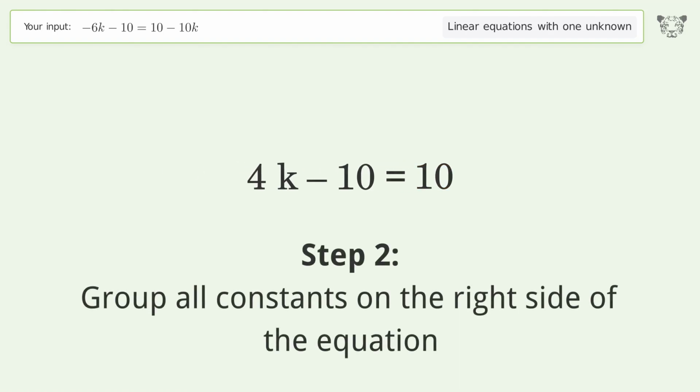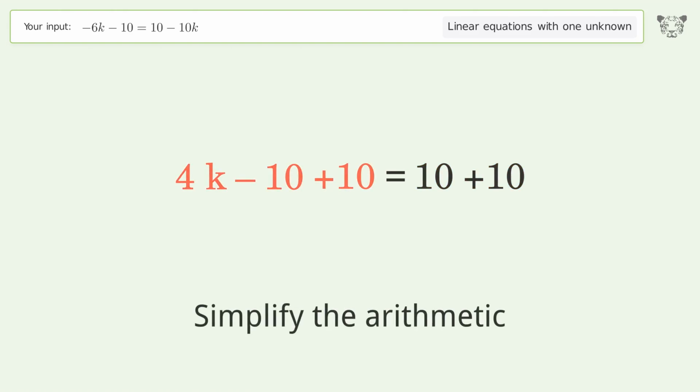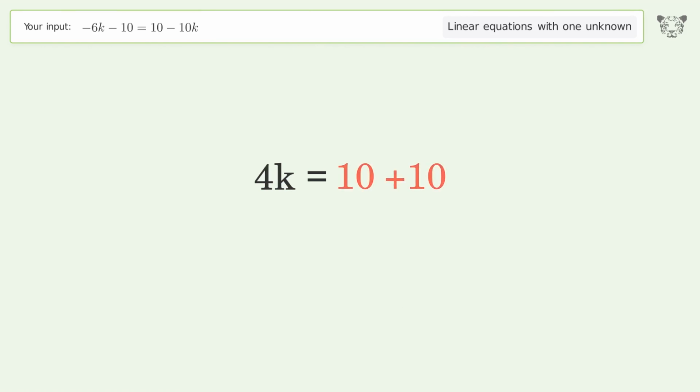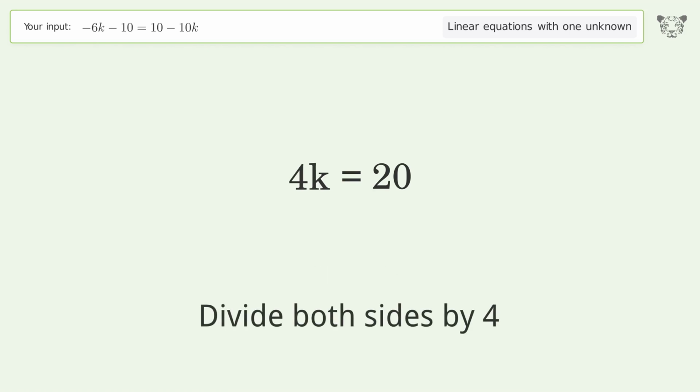Group all constants on the right side of the equation. Add 10 to both sides. Simplify the arithmetic. Isolate the k. Divide both sides by 4.